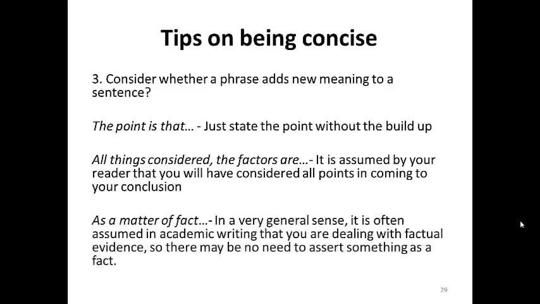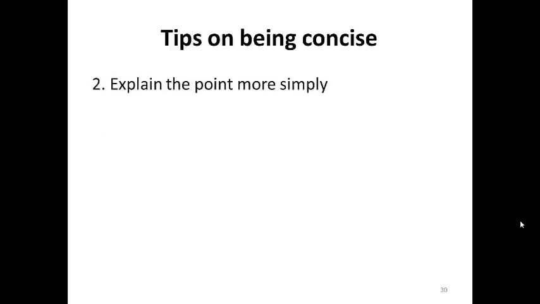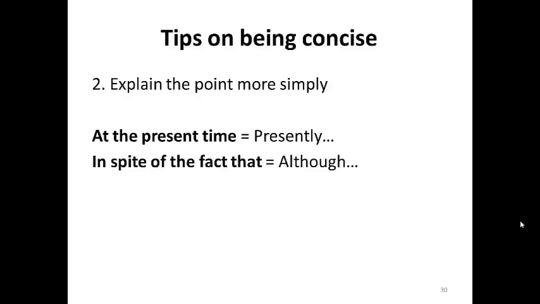Another good example is as a matter of fact. In a very general sense, it's often assumed in academic writing that you are dealing with factual evidence, so there may be no need to assert something as a fact. Another point is to explain the point more simply. For instance, instead of saying at the present time, it would be better to say presently. Instead of in spite of the fact that, although would be clearer. Instead of in the event that, if would be much more concise.